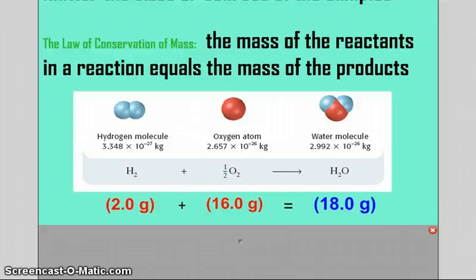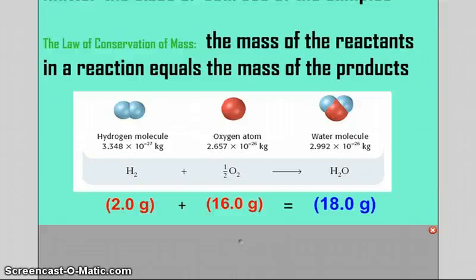And you can see those ugly numbers, but if you try it on your calculator, 3.348 times 10 to the negative 27 plus 2.657 times 10 to the negative 26 will equal 2.992 times 10 to the negative 26.